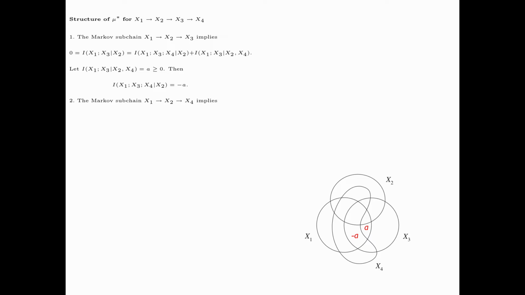Next, we consider the Markov subchain x1, x2, x4, which implies the mutual information between x1 and x4 given x2 is equal to 0. Again, we write this mutual information into two terms on the right-hand side. The first term on the right-hand side, namely I(x1; x3; x4 | x2), is seen to be minus A, and so the second term must be equal to A because the two terms add up to 0. This is shown in the information diagram.